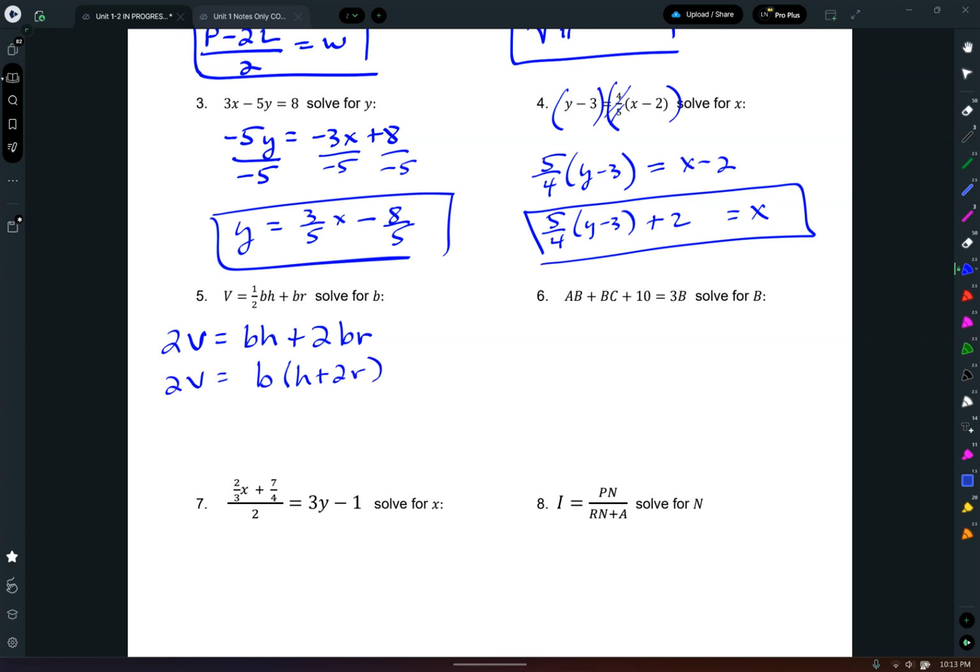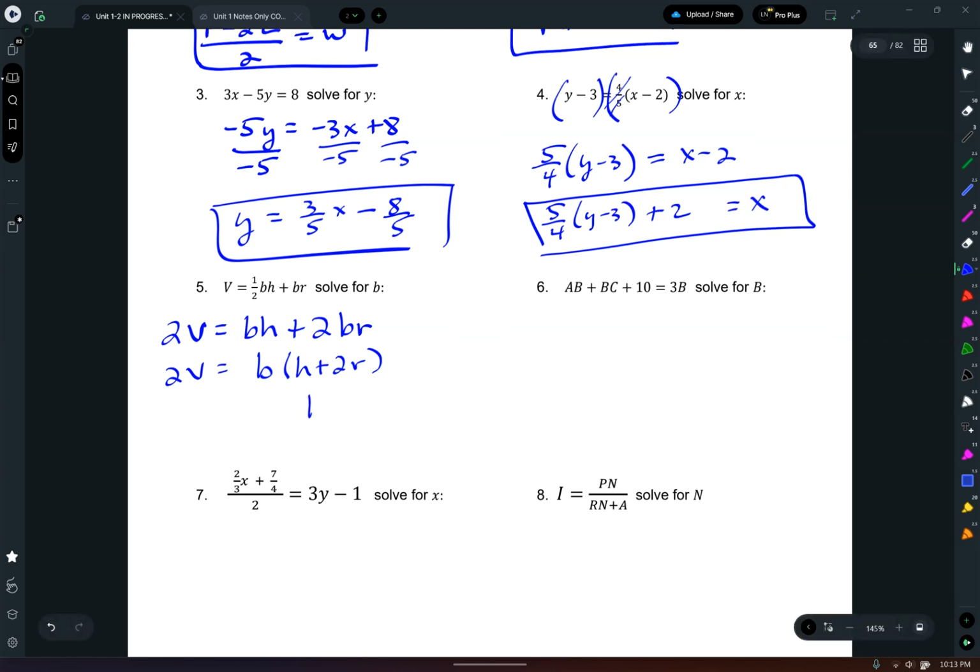Okay. And then in order to solve for b, I'm going to divide by that parenthesis. So I'm going to get b equals 2v over h plus 2r. Okay. There we go.